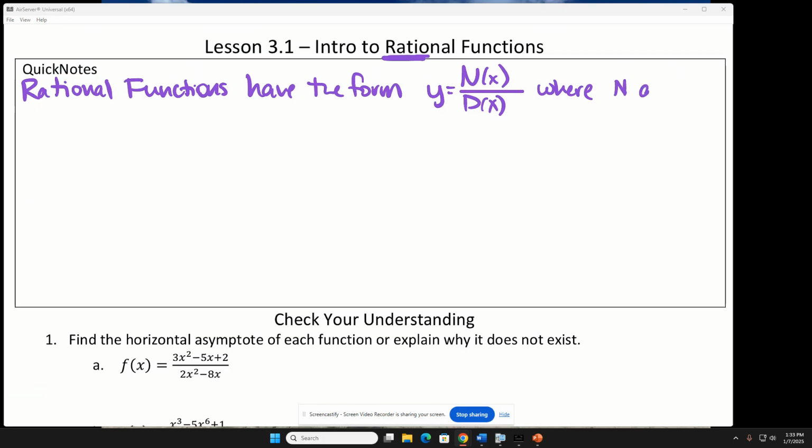Where n and d are polynomials. I should have made this fill in the blank. This is a lot of writing today, first day back. Oh, maybe I'll keep you awake.